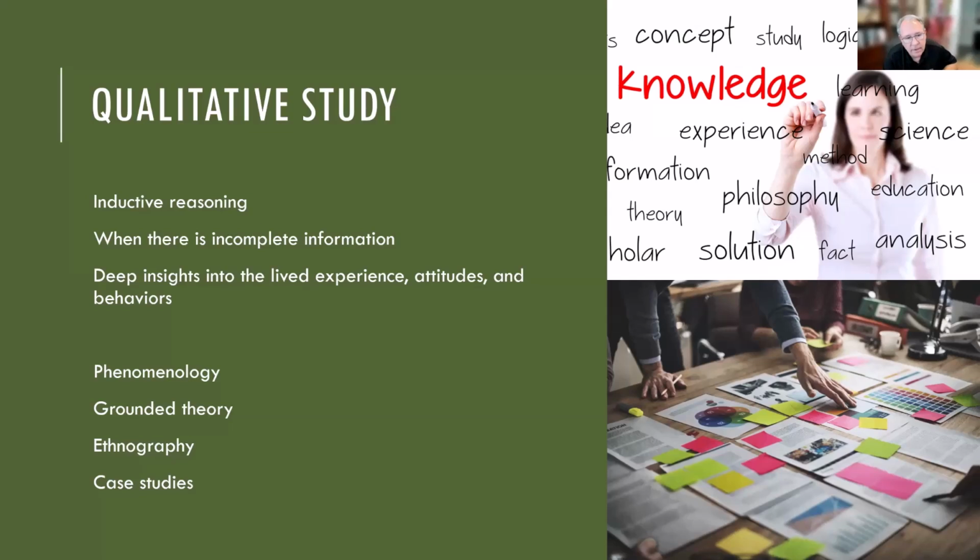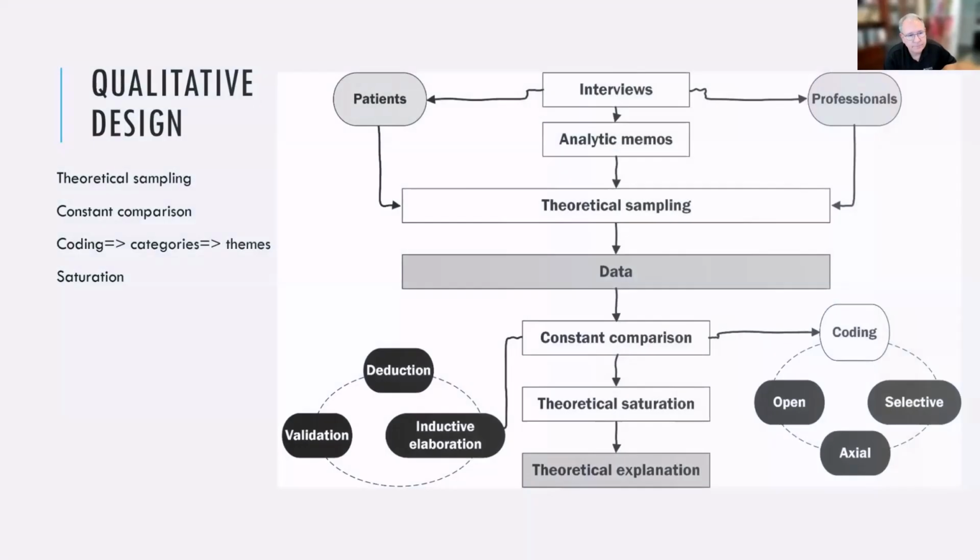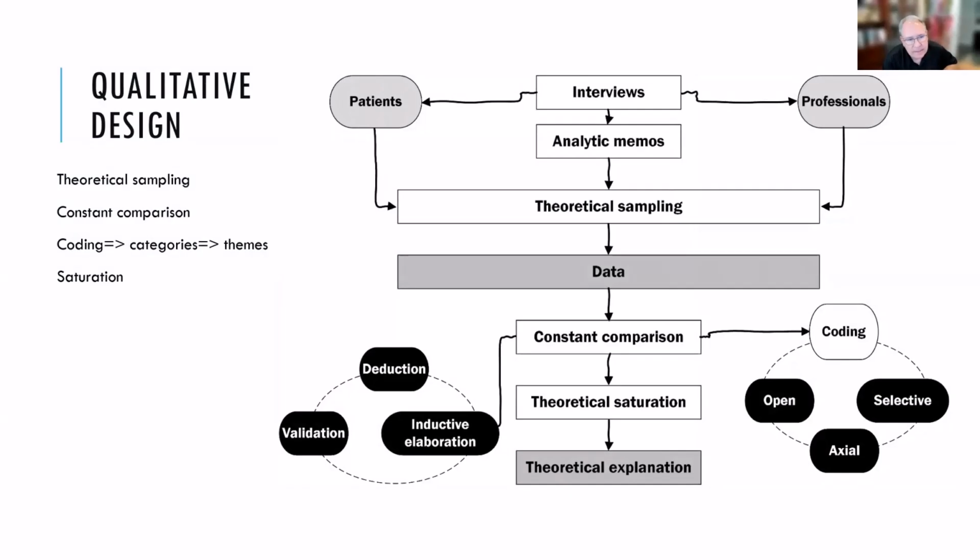And it's when the information is incomplete and you're really looking for deep insights into the lived experiences, attitudes, and behaviors. There's really four main types of qualitative: phenomenology, grounded theory, ethnography, and case studies. This is the design that I actually used in my own doctoral dissertation.